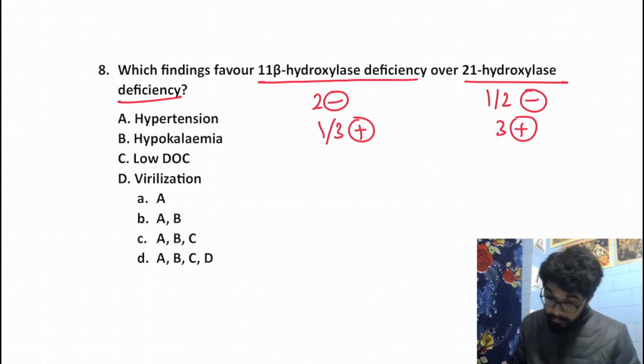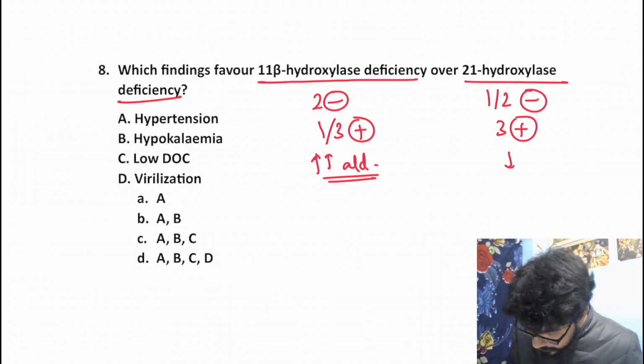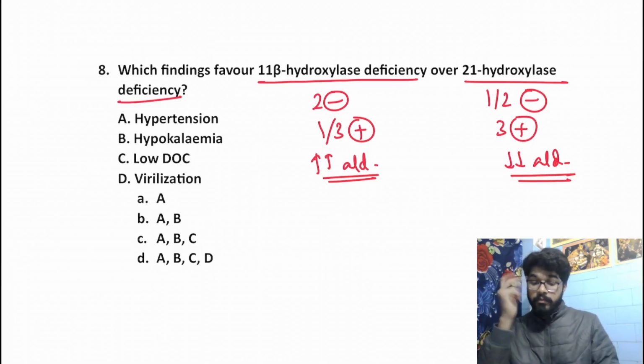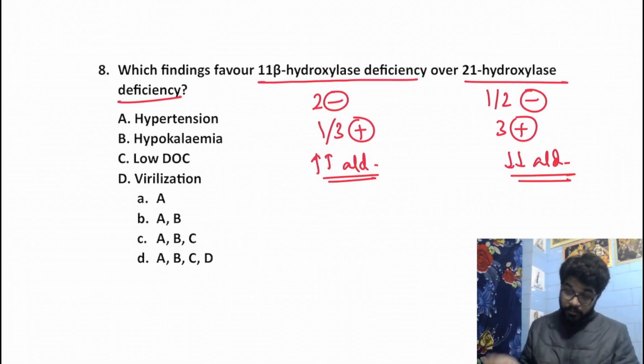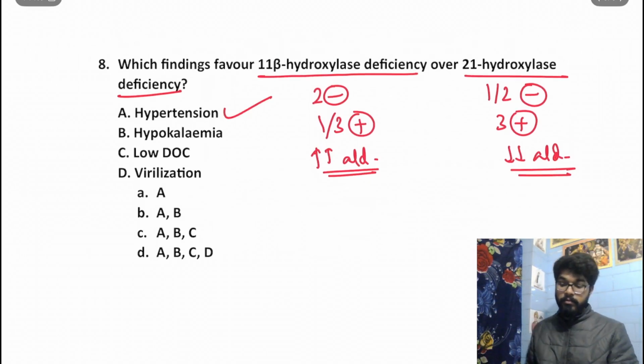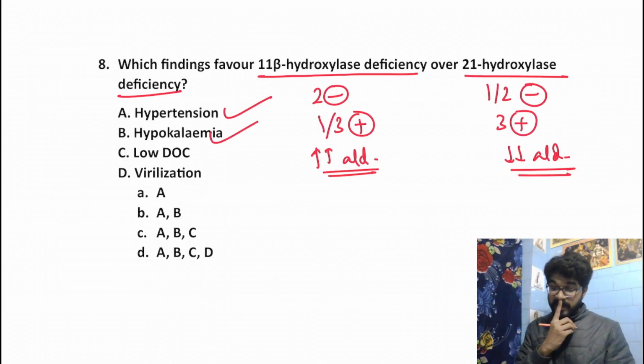So what is the prime difference over here? Prime difference is aldosterone is high over here, aldosterone is low over here. This is the prime difference between these two. In 11-beta hydroxylase deficiency, aldosterone is excess. So hypertension, yes, we do get hypertension due to excess aldosterone, excess salt and water retention. Hypokalemia, again due to excess aldosterone.